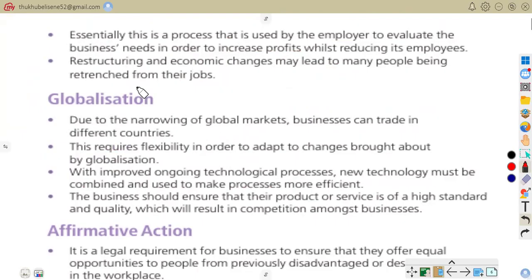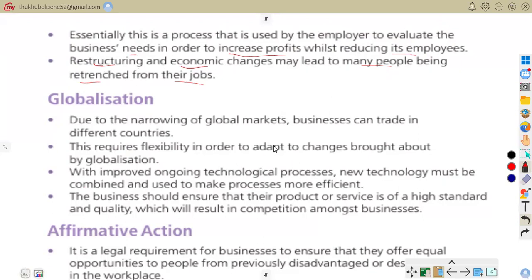Also, it says essentially this is a process used by the employer to evaluate the business needs in order to increase profits while reducing its employees. You realize that you are struggling as a business financially, so you cut the number of employees to increase your profits, because cutting employees cuts expenses like the salaries and wages you have to pay. Restructuring and economic changes may lead to many people being retrenched from their jobs.